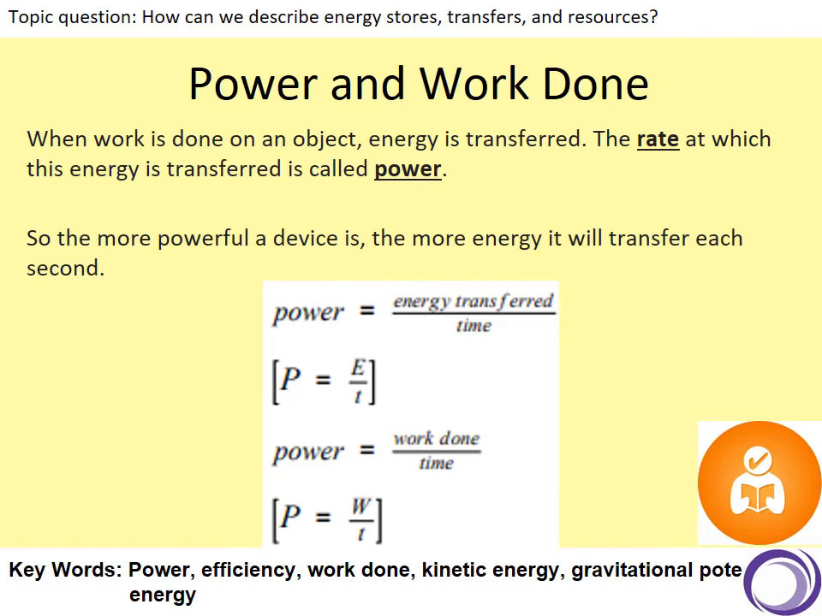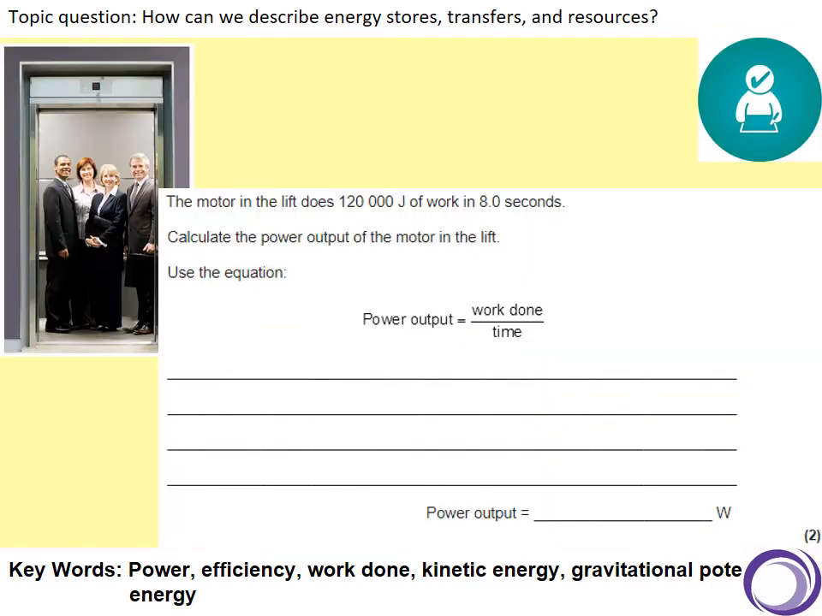The rate at which this energy is being transferred is called power. So power is how much energy is transferred in a certain amount of time. So if you've got a higher power, the more energy that will be transferred every second. And these can be linked by the equations that you can see there. So your power is your energy transfer divided by time, or you can say power is your work done divided by time.